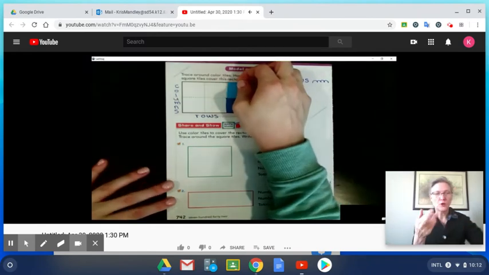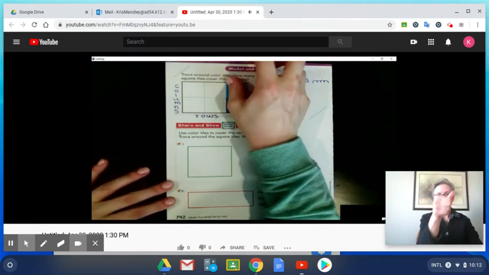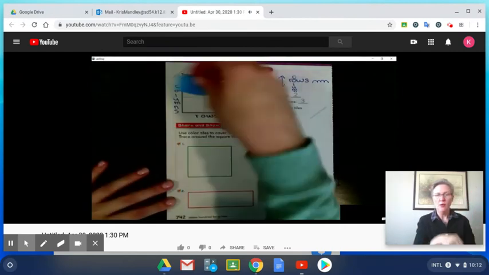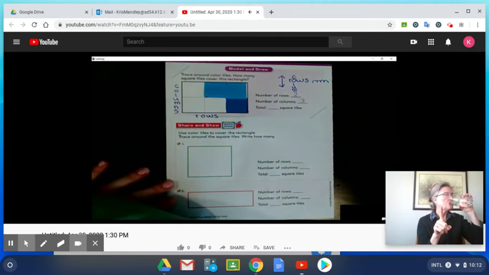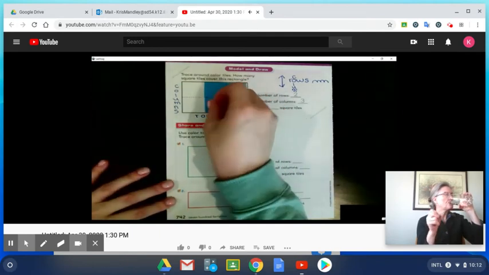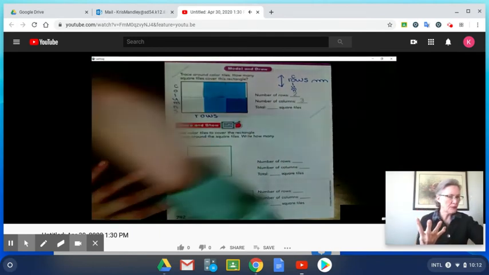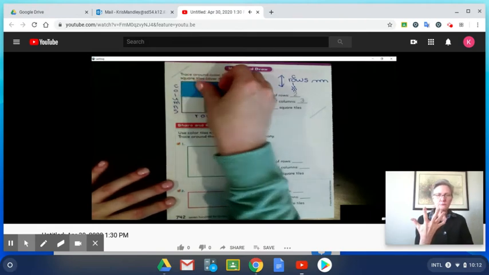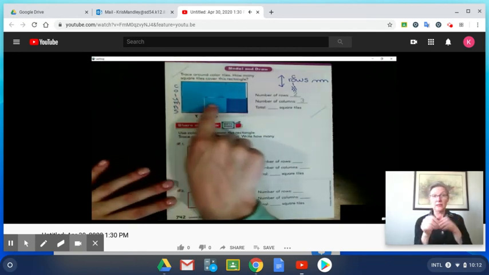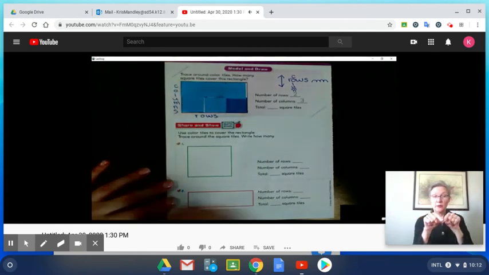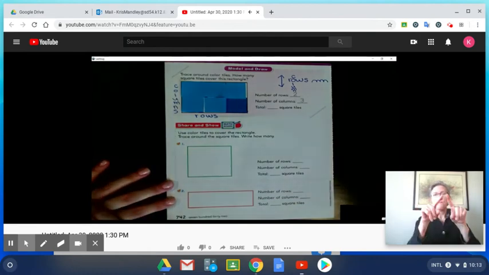Ready? First I'm going to fill up my entire box. So I have 2, 3, 4, 5, and 6. So I'm noticing that 6 square tiles fill my box, okay? But how many columns is that? How many rows is that?